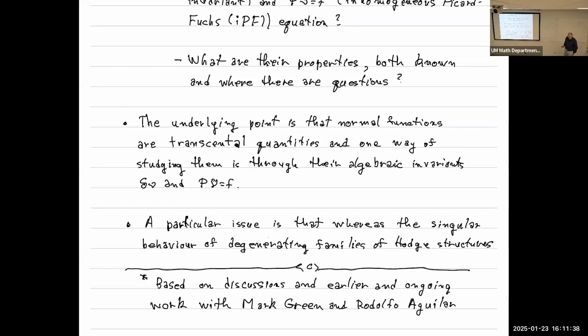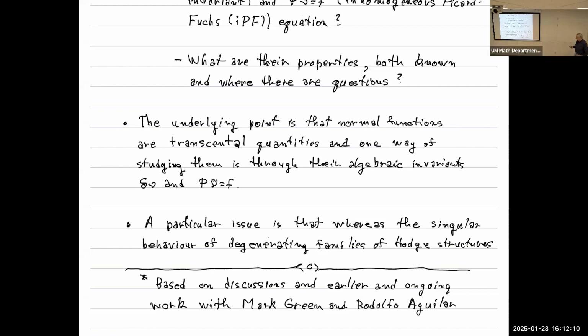So the underlying point is that normal functions are highly transcendental quantities. They're like period integrals, only slightly more complicated. The invariants are algebraic. They're computed from normal functions, but they're algebraic expressions. So you hope to glean some information about the normal function from these invariants.